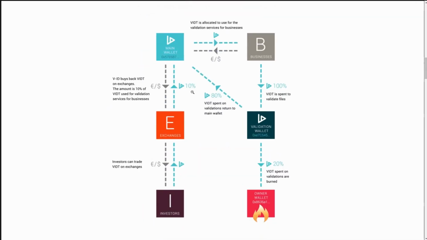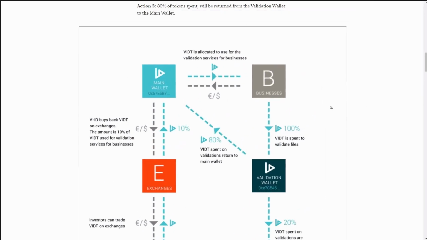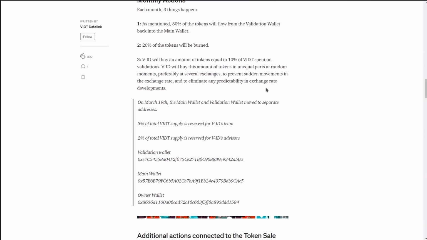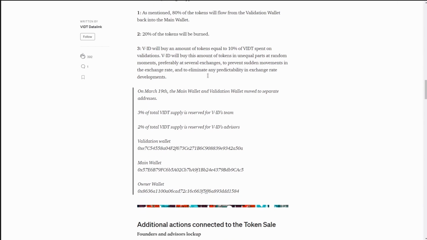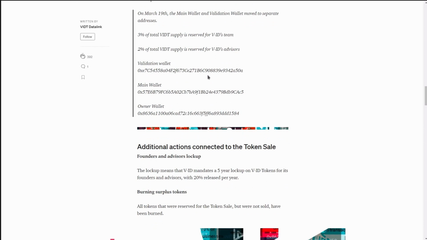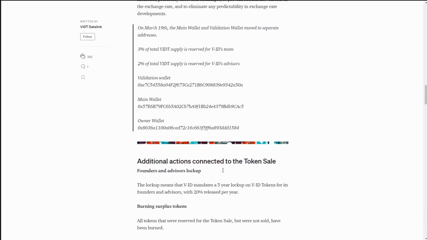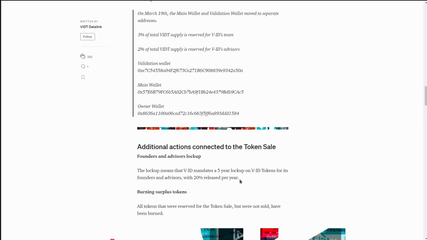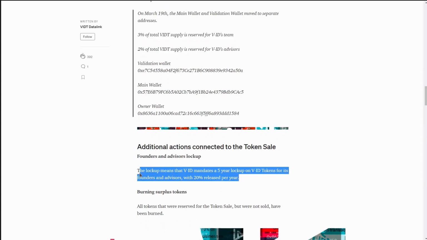This is why they buy 10% of the tokens needed for the validation service. This deflation, combined with the company buyback, is why the VIDT will increase in price over time. Also, the tokens that weren't sold during the token sale will be burned. Another important thing is the token lockup. The company holds 5% of the total supply, which is being split 3% and 2% between the VIDT team and advisors. And these tokens will be locked for 5 years, and every year, 20% will be released.